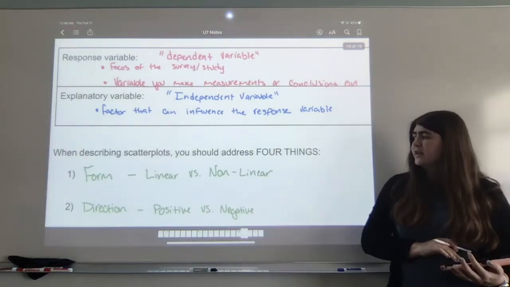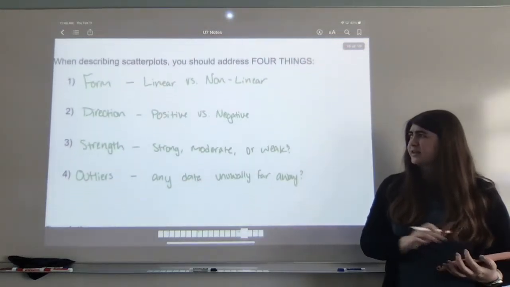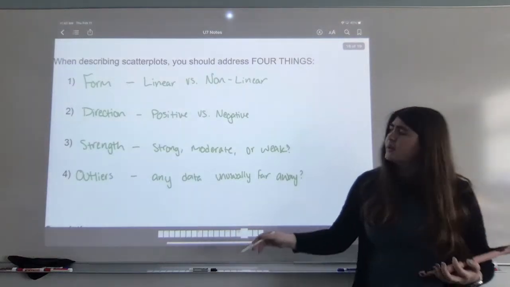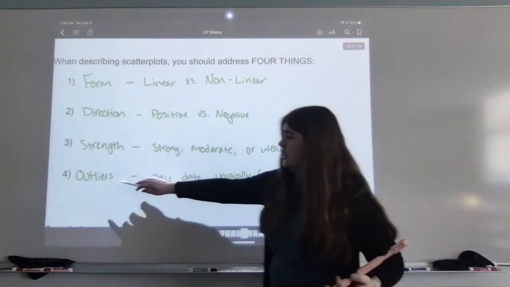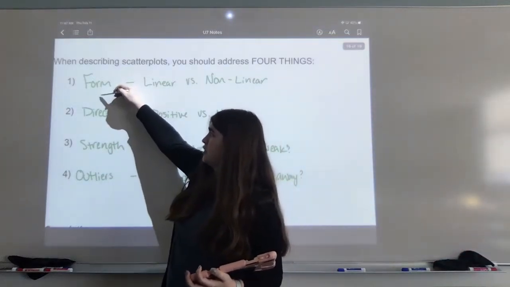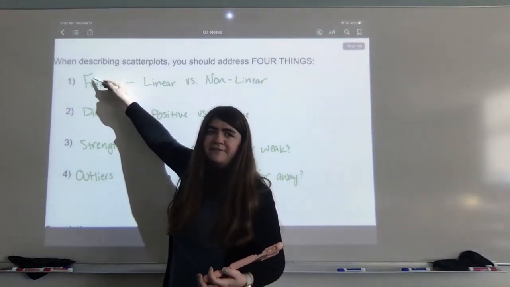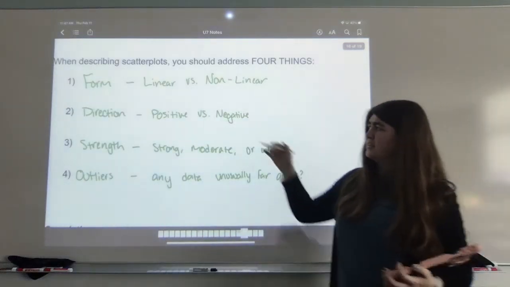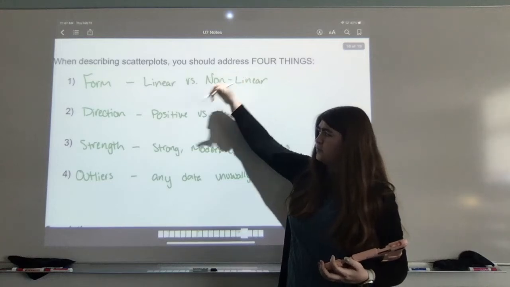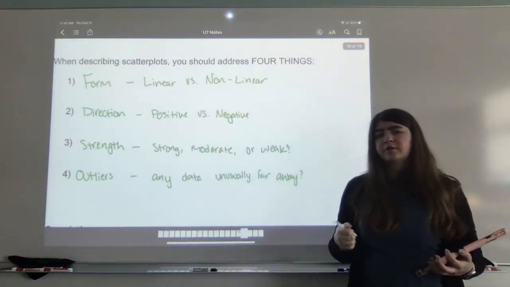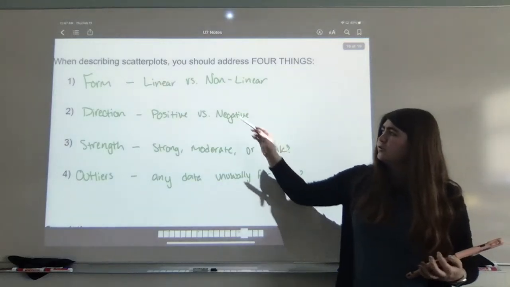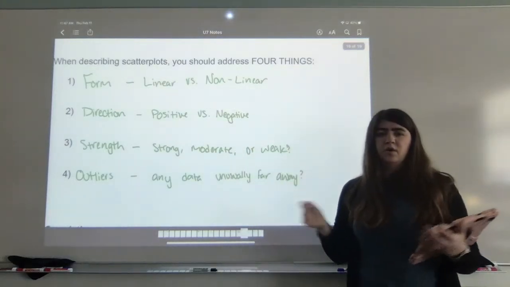When describing scatter plots, you should address 4 things. We have form, direction, strength, and outliers. Sometimes people write them in a different order where they put outliers in between form and direction, and then they have an acronym, FODS, F-O-D-S. I choose to write them in this format because form, direction, strength, and outliers is the order in which you would be using them when you're writing your description. So the form is: is it linear or is it not linear?